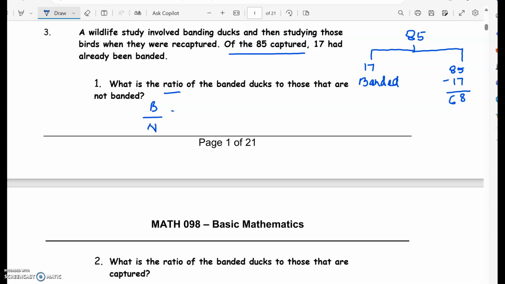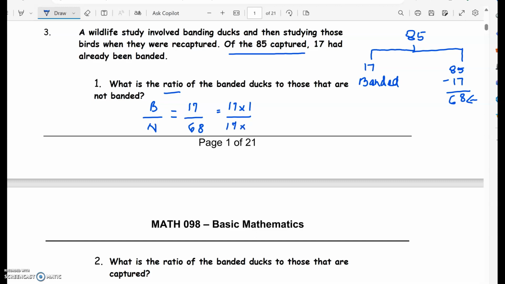We write it as a fraction first. So banded would be 17. And the not banded ducks, so these are the unbanded ducks, so there would be 68. So the advantage of writing this as a fraction would be that it's easier to simplify it. We treat it just like a fraction.